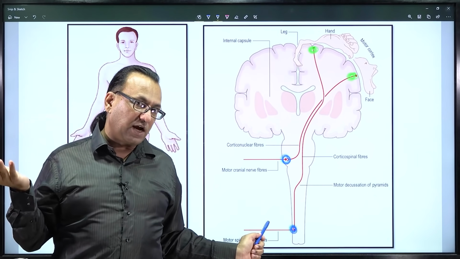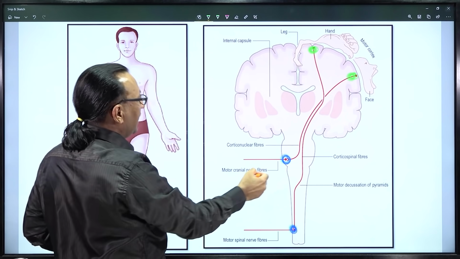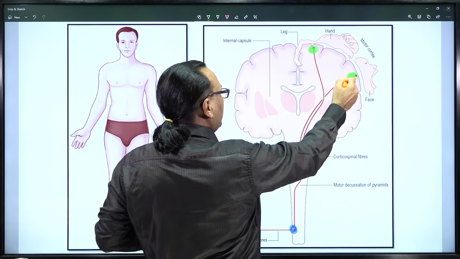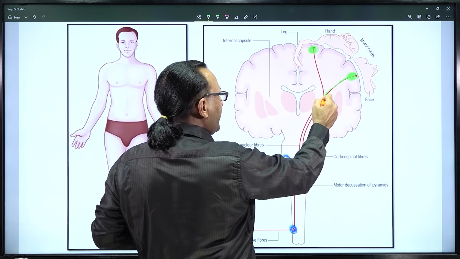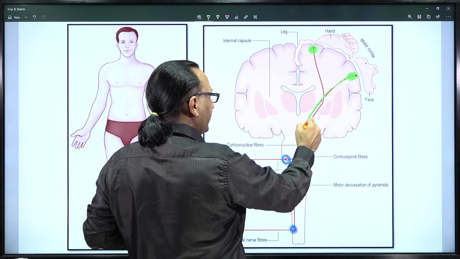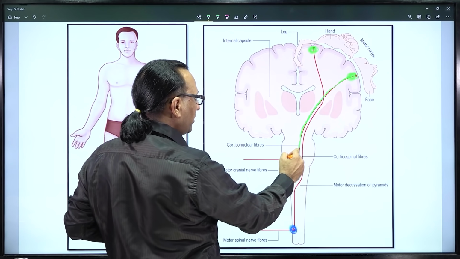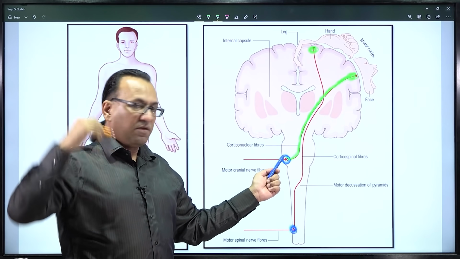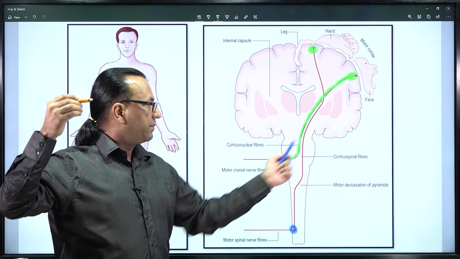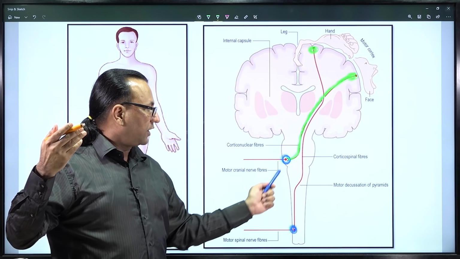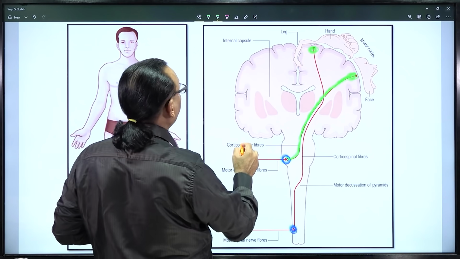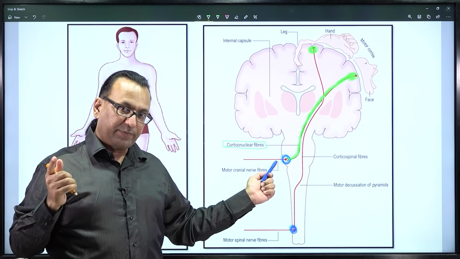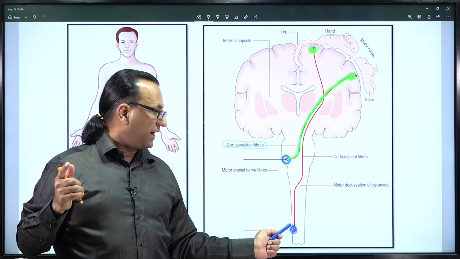So where is the crossing occurring? And that is what the question is asking. If it is the face area, the cranial nerves, you will find the pathway is called the corticonuclear tract, and it is crossing at the same level where you have got the lower motor neurons located. If the cranial nerve nucleus is in the midbrain, it will cross at the level of midbrain. Or if it is in the pons or medulla, the crossing of corticonuclear fibers in the midline will be at the same level. But that doesn't happen with the corticospinal tract.